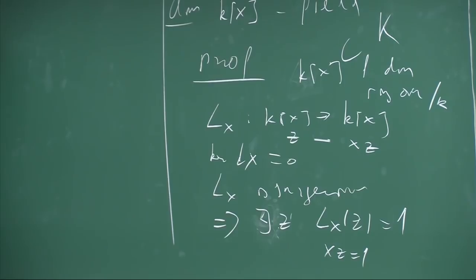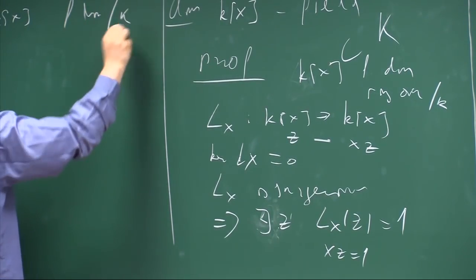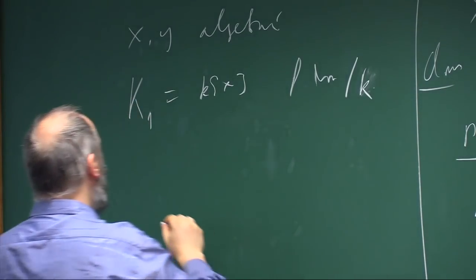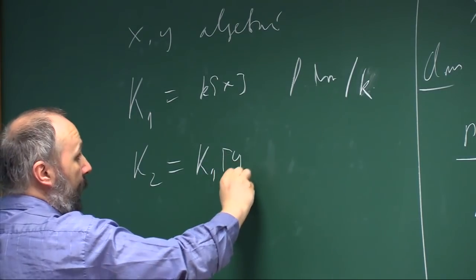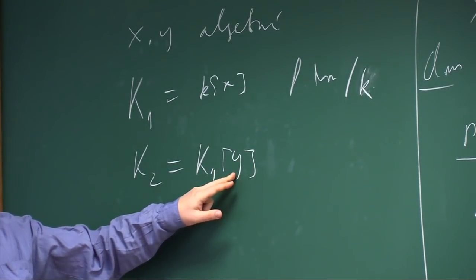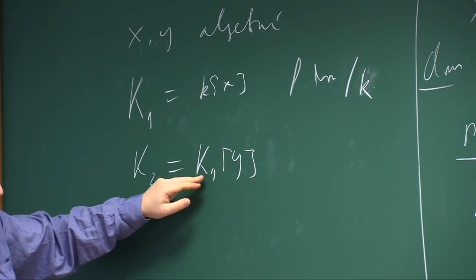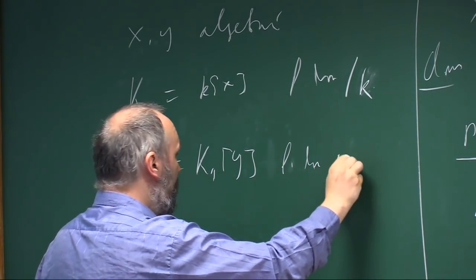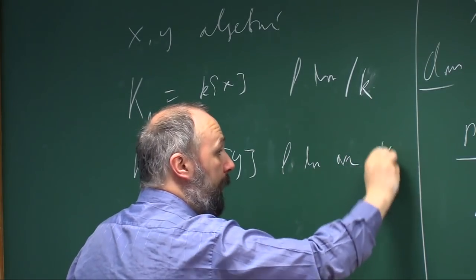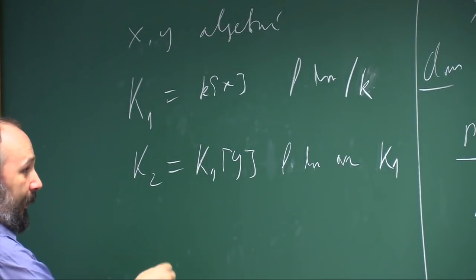So you have x and y algebraic. Let's call k1 the field k small of x, this finite dimensional over k small. And then you have k2, which is k1 of y. And we know that y is a root of a polynomial with coefficients in k small. But this means that it is a root of a polynomial with coefficients in k1. So this is finite dimensional over k1.